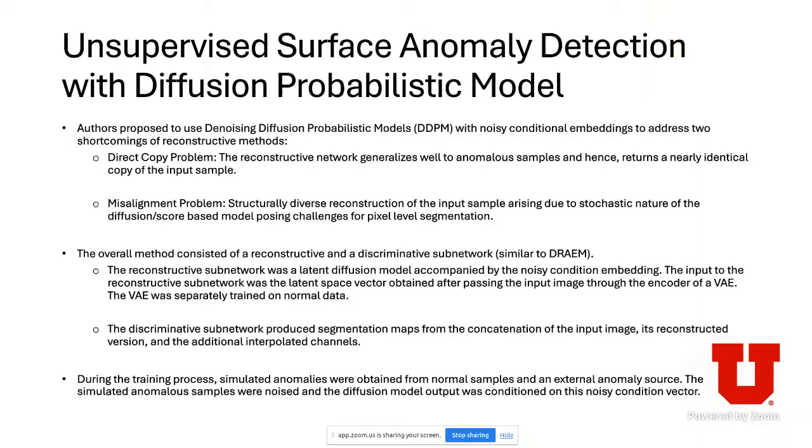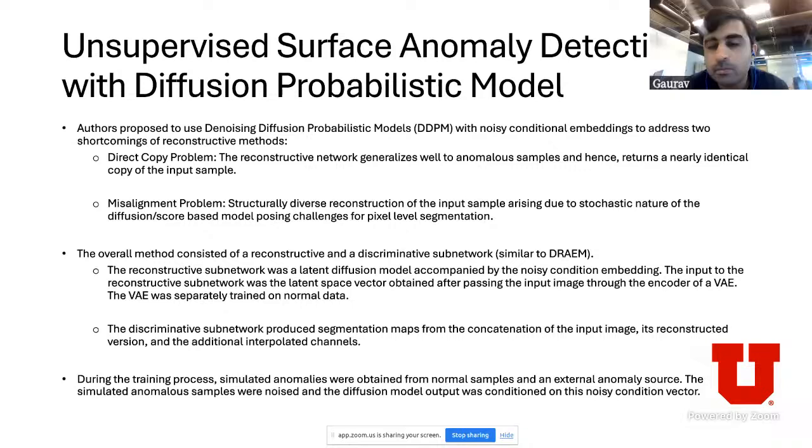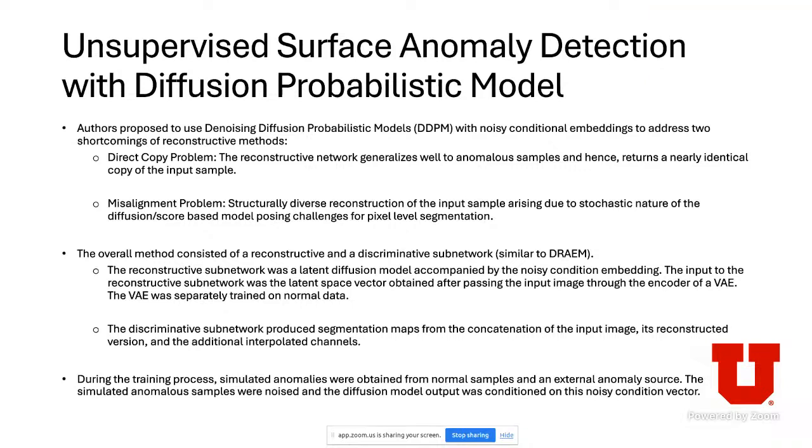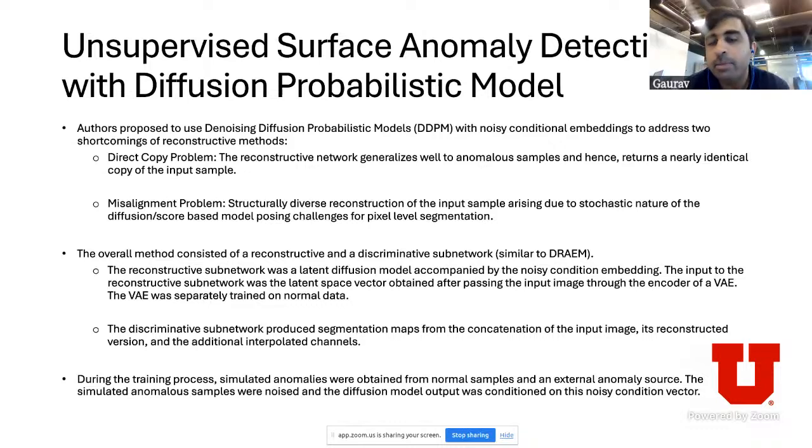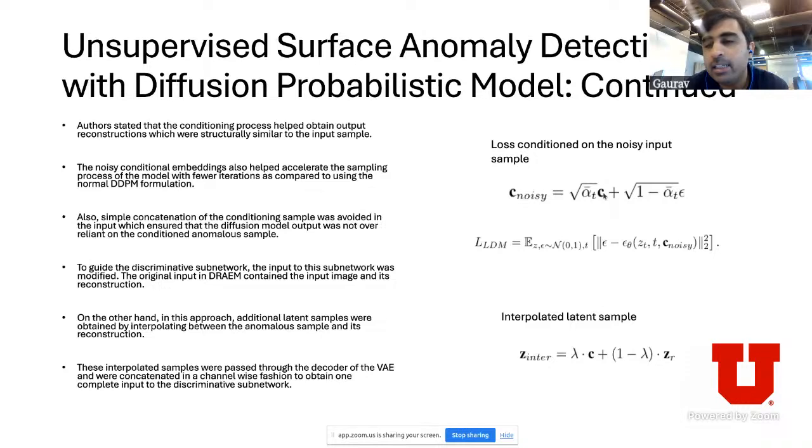Once you get this simulated anomaly, you also add some Gaussian noise, and then condition on that to generate the recovered image. I think that should be correct. At the same time, it is passed through the encoder of the VAE to produce the latent sample corresponding to the normal image as well as the simulated anomalous image, which would be denoted by C in this case, the latent sample corresponding to this noisy input.